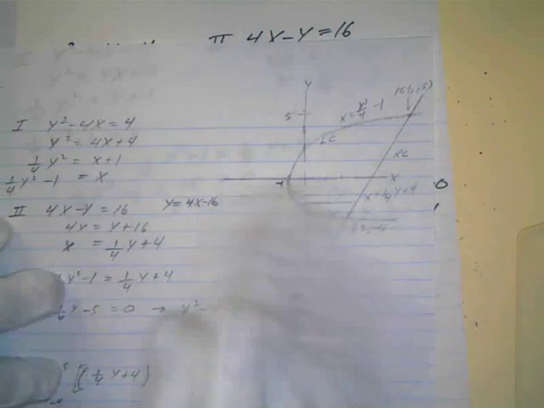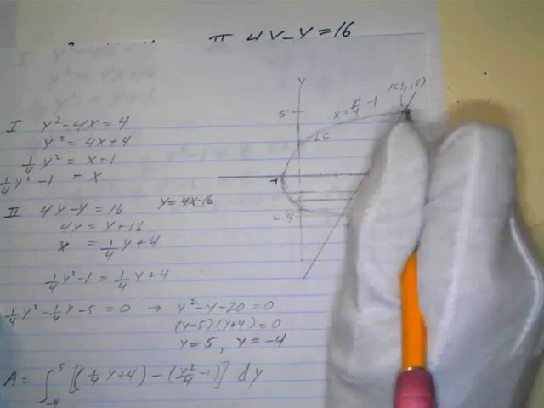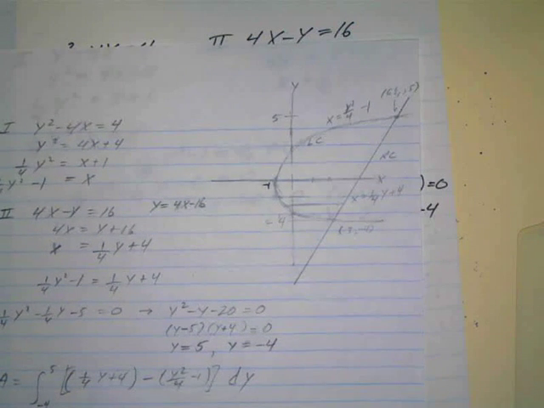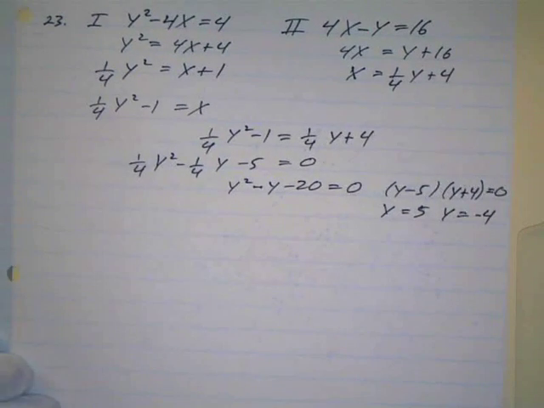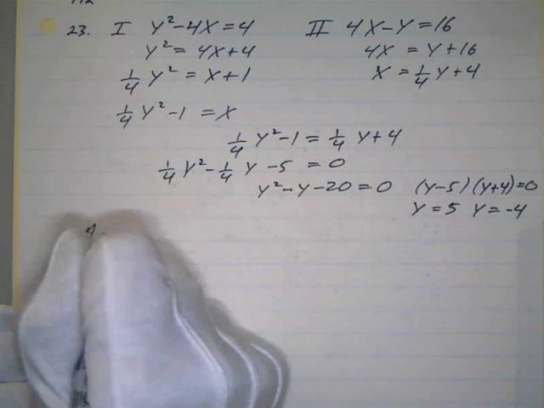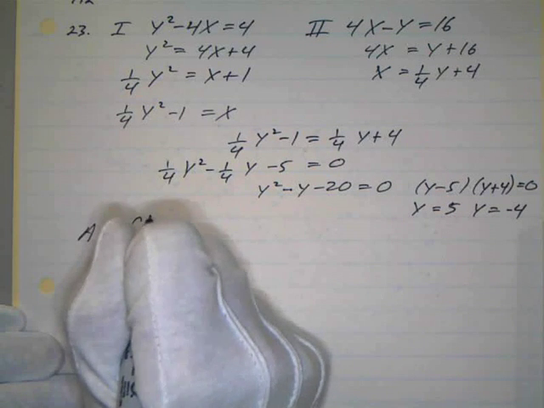My negative 4 should go down here a little more, sorry about that. This is your negative 4 down here. So I'm going to integrate from negative 4 all the way up to 5. That's how I set it up. And we don't have any symmetry, so we have to do it straight out. So the area will equal the integral from negative 4 to 5.